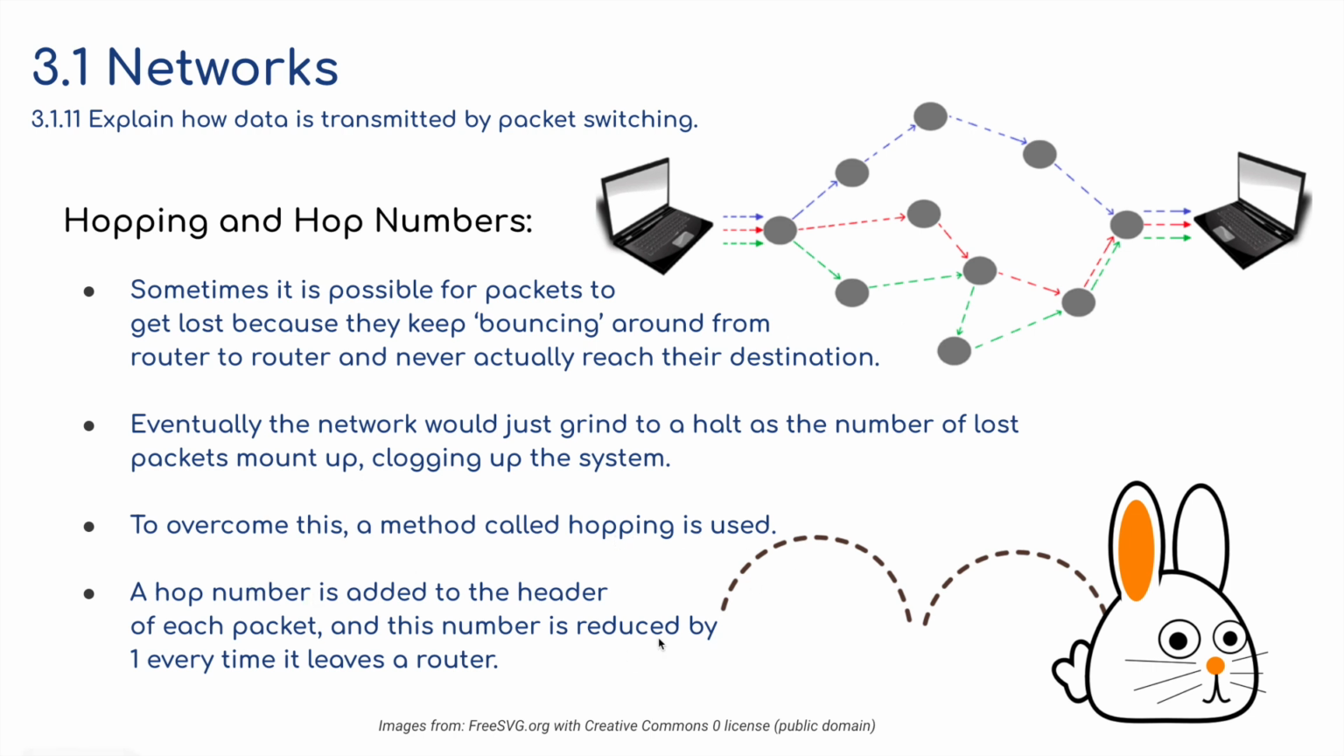A hop number is added to the header of each packet, and this number is reduced by 1 every time it leaves a router. So let's say it's got a hop number of 10. Basically, it can move between the nodes 10 times. It must get to the last node or to the end user on the 10th hop or less, otherwise it will disappear and a request will be sent back for a new packet to be sent.